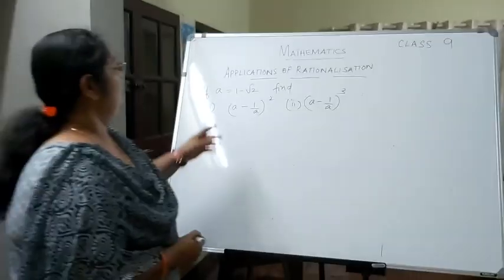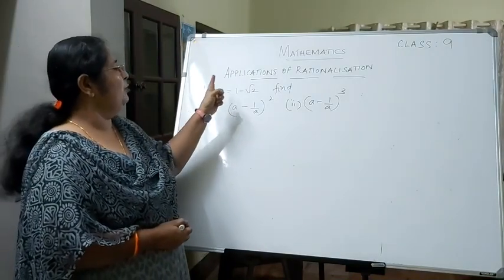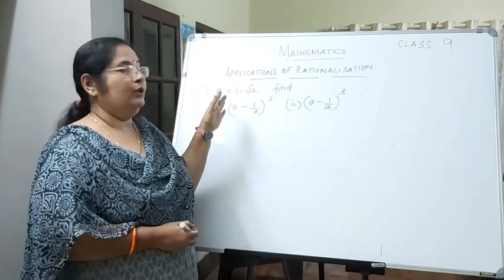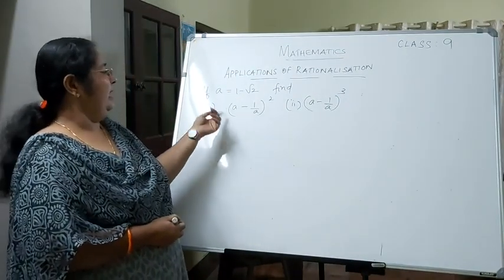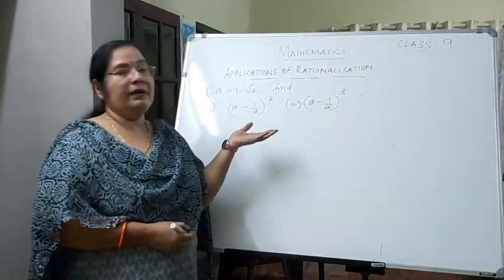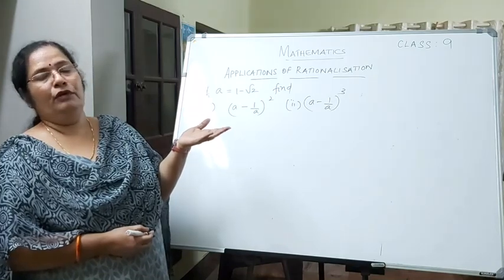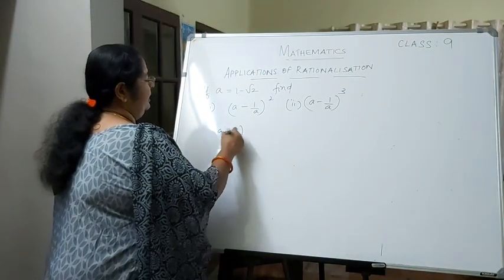Understood? Now you have another type of question. It's given a is equal to 1 minus root 2. You should be finding the value of, two subdivisions are there, (a minus 1 by a) the whole square and (a minus 1 by a) the whole cube. How are you going to find this? So let us first take (a minus 1 by a) the whole square.